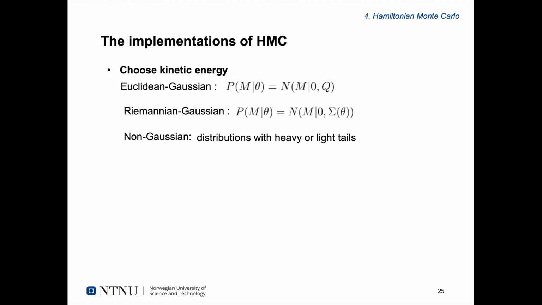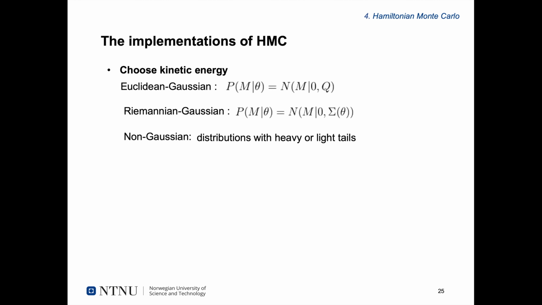The most often used density distribution over the momentum is called Euclidean Gaussian. The Euclidean matrix Q, which is the variance-covariance matrix of the Gaussian distribution, is known as the mass matrix. The d momentum variables are usually independent, so that the variance-covariance matrix Q is diagonal.